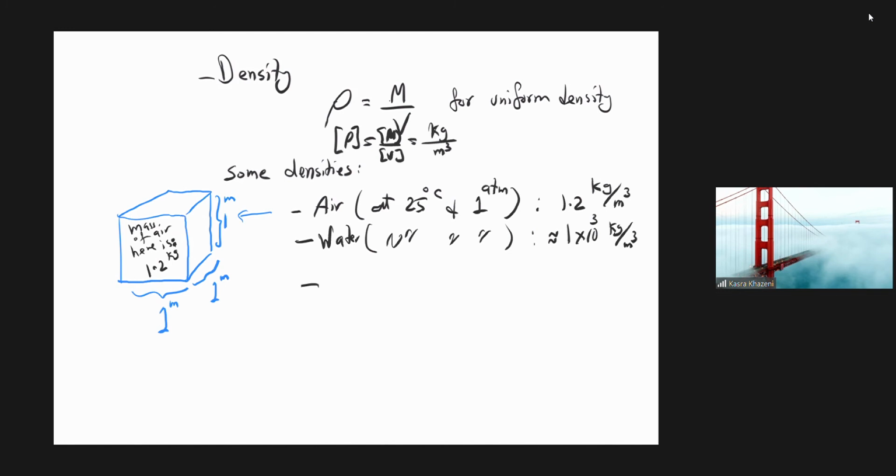Of course, we can get higher densities. Iron is pretty heavy. Well, pretty dense, I should say, not heavy. So that's 7.9 times 10 to the 3 kilograms per meter cubed. So you can see iron is about 8 times more dense than water is. Okay. And of course, this thing keeps going on and on. You don't have to worry about it.